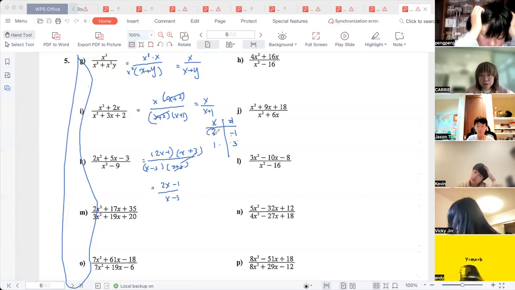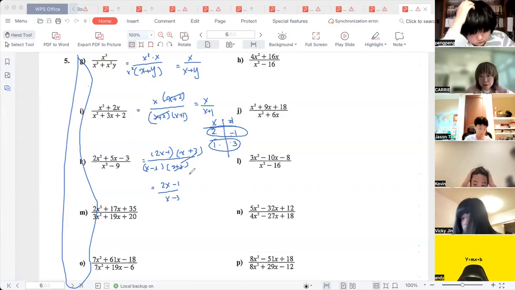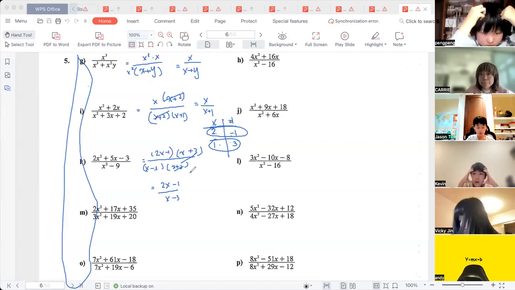Get it? When we do the factoring, everybody, you multiply them by cross factoring, but you add them when you're really putting them together. Understand, Pin Pin? Number K, you're wrong.